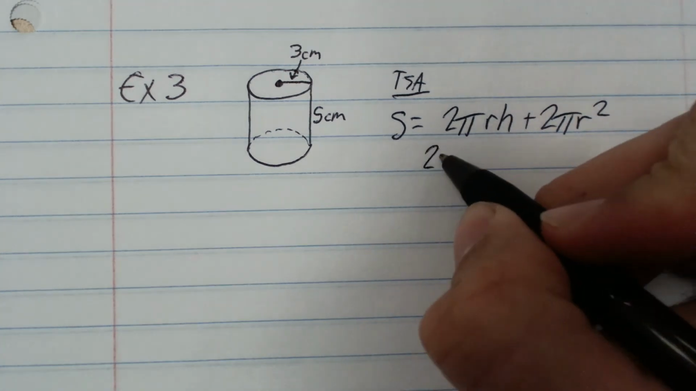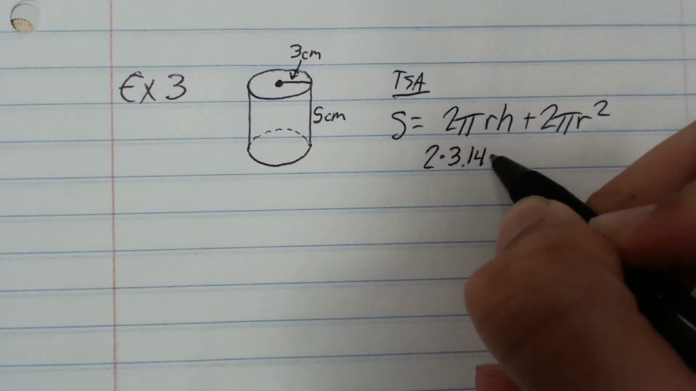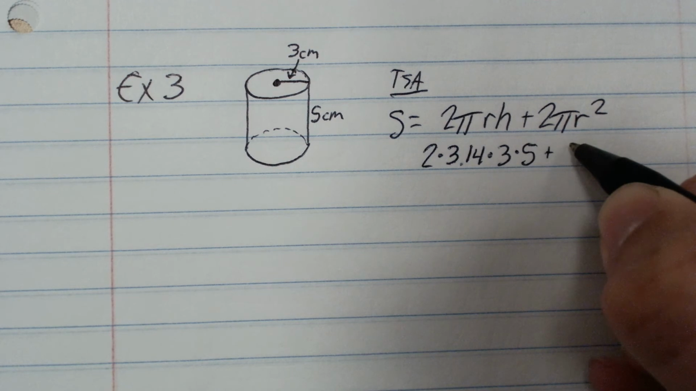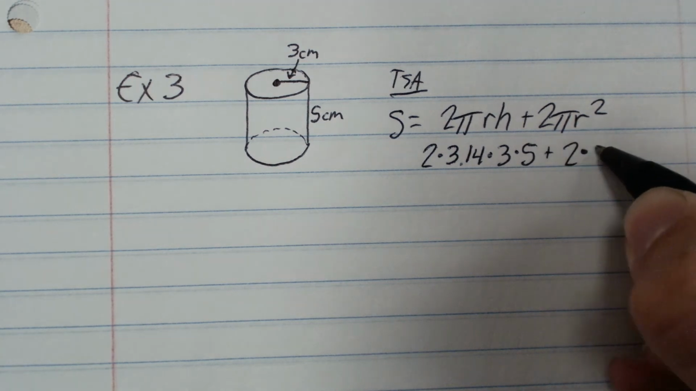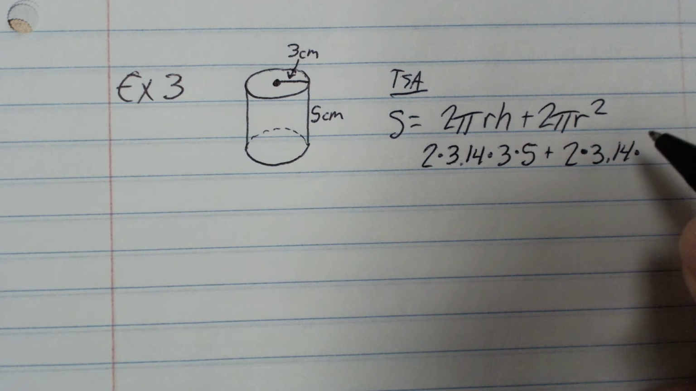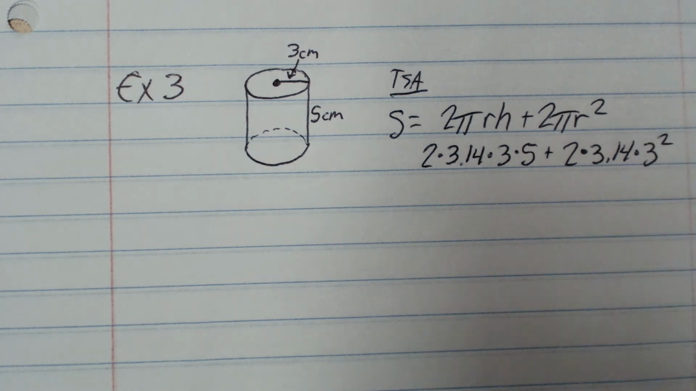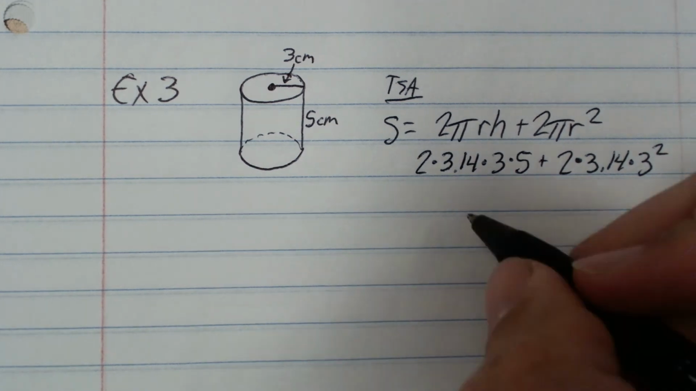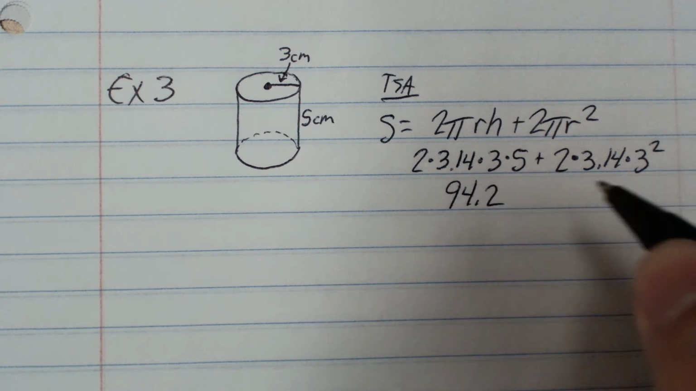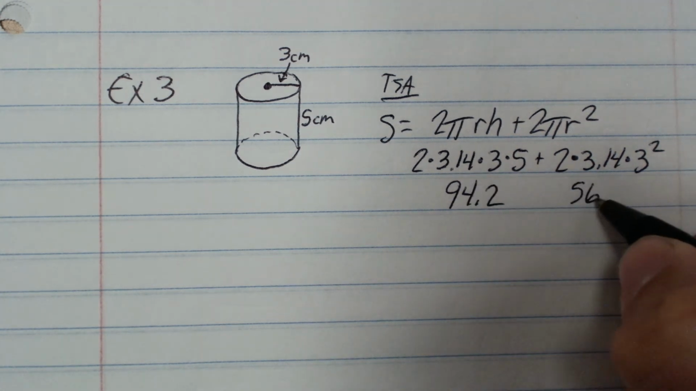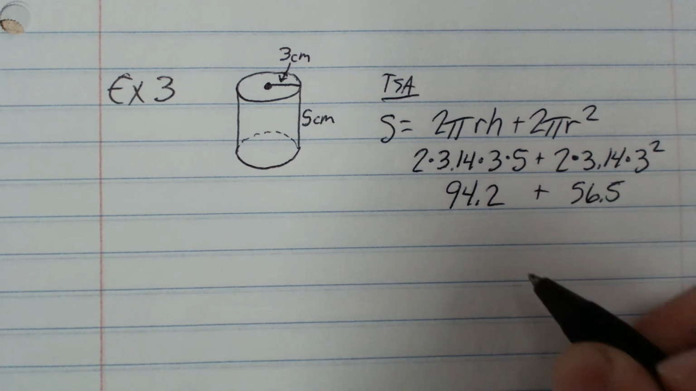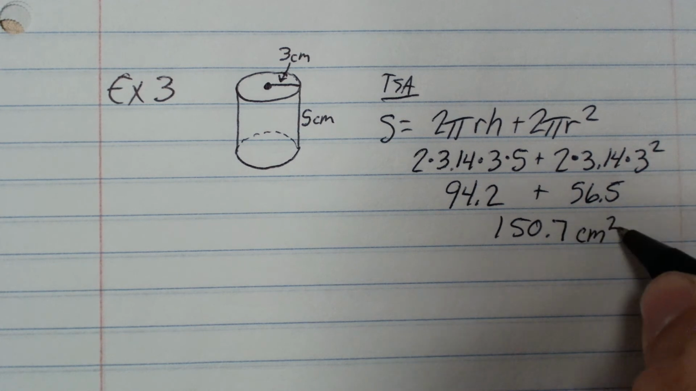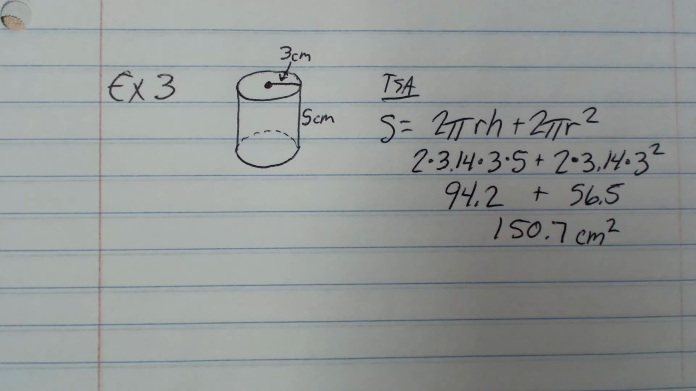We know 2 is 2. We know pi is 3.14. We know the radius is 3. We know the height is 5. Plus 2 times 3.14 times the radius squared. And you can plug that whole thing into the calculator at one time if you want to, or you can do it piece by piece. If you do it piece by piece, this comes out to 94.2 and 56.5. You would add those, and you get 150.7. This is in centimeters squared, or squared centimeters. That is the total surface area.